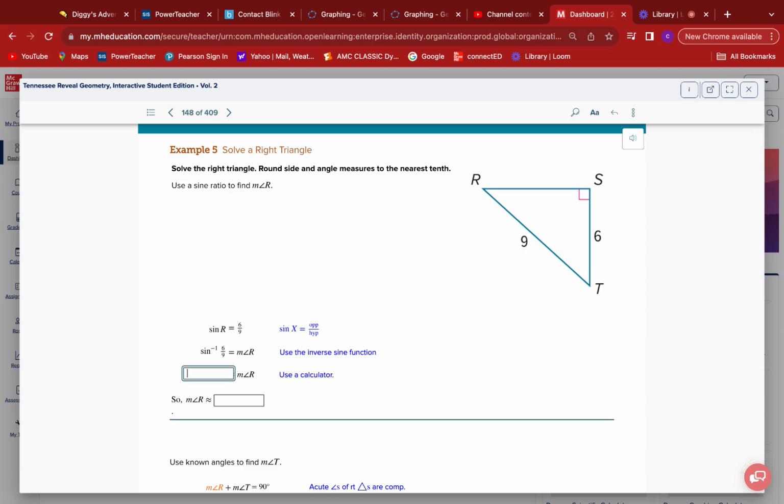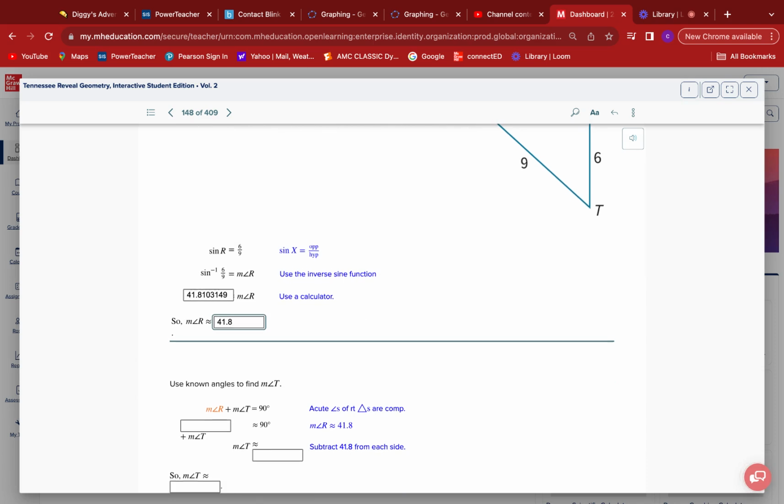And it looks like you're looking at 41.8103149. But of course, they want us to round that, I'm sure, to the nearest tenth. So that's going to be 41.8 degrees. So we got 41.8 degrees for angle R.